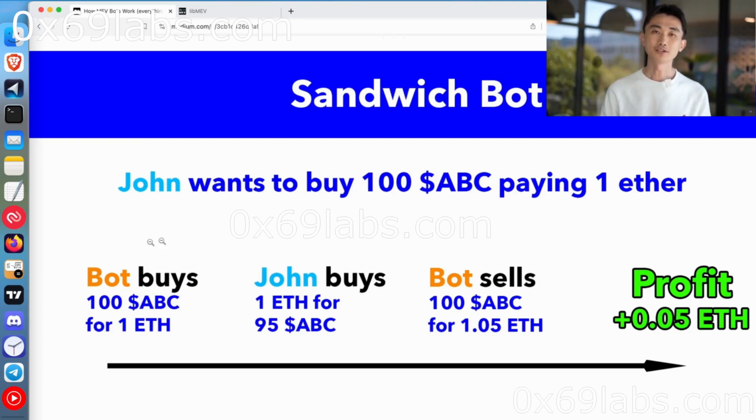The price of John is affected. He gets fewer tokens because the price has been increased. There is more demand for the token, and the bot sells all the tokens that the bot received. And this is pretty simple to understand.